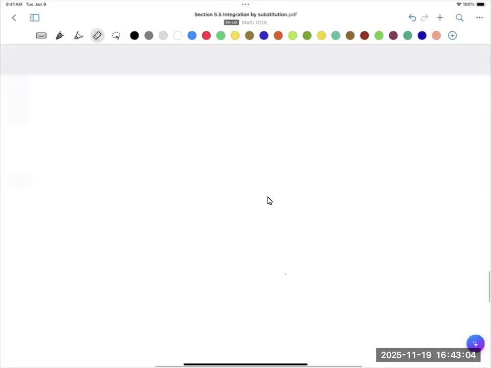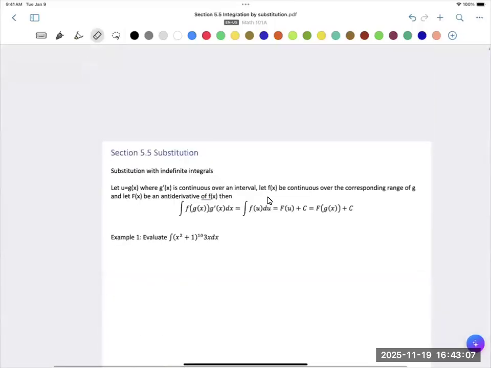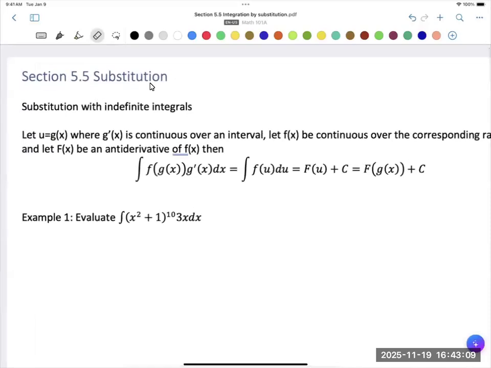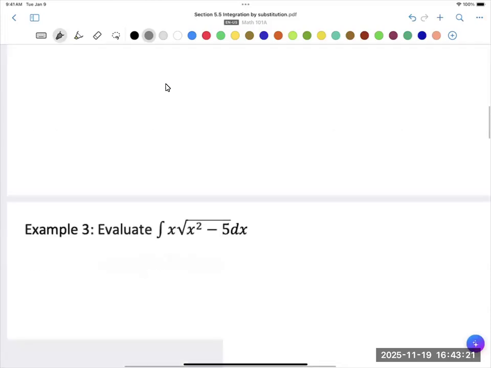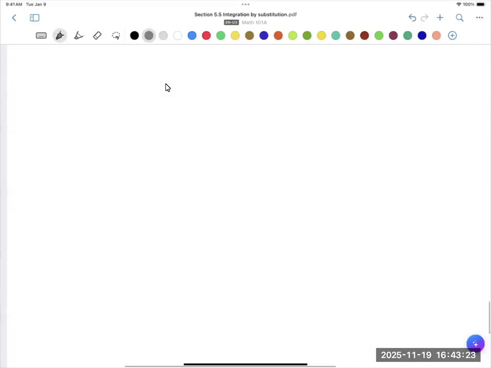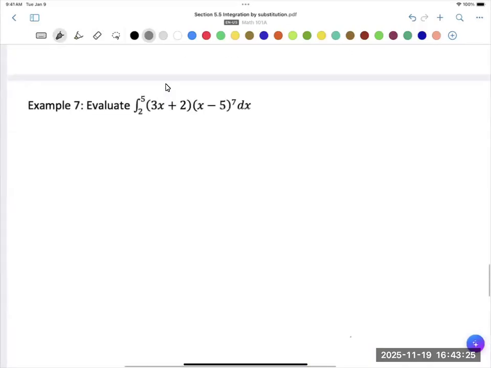Hi everyone, in this video we will talk about section 5.5, which is the u substitution, or as some textbooks also call it, U substitution. So let's take a look at the idea of that first.